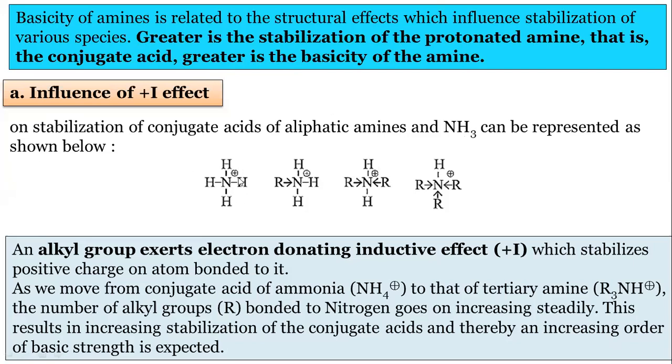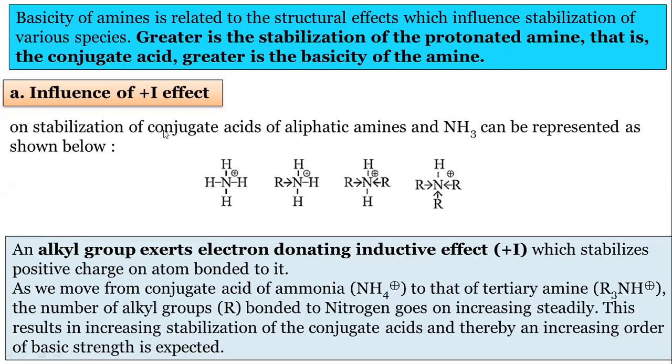Say this is NH4 plus, meaning ammonia accepts the proton. A primary amine accepts the proton, a secondary amine accepts the proton, and tertiary amines accept the protons. All these are protonated amines, in which the greater the stability of the conjugate acid, the greater the basicity of the amine. In ammonia, there is no inductive effect because no R group is attached. In a primary amine, only one R group is attached, in a secondary amine, two R groups are attached, and in tertiary amines, three R groups are attached.